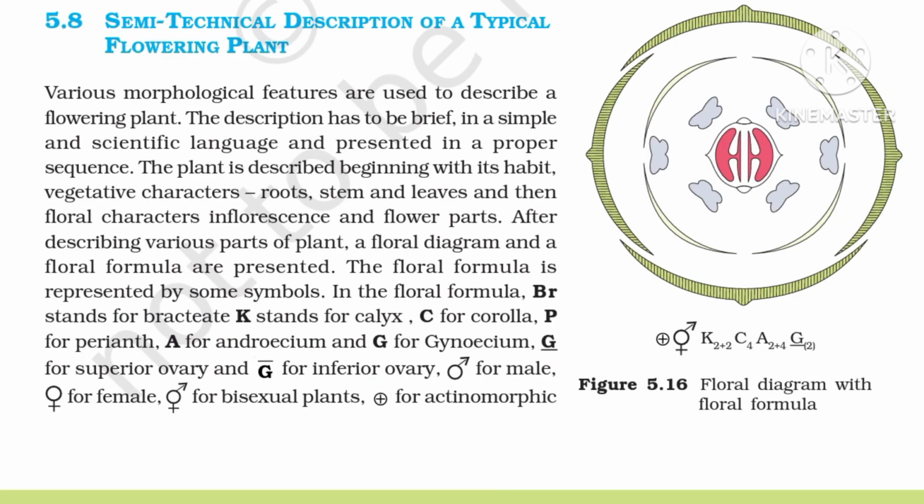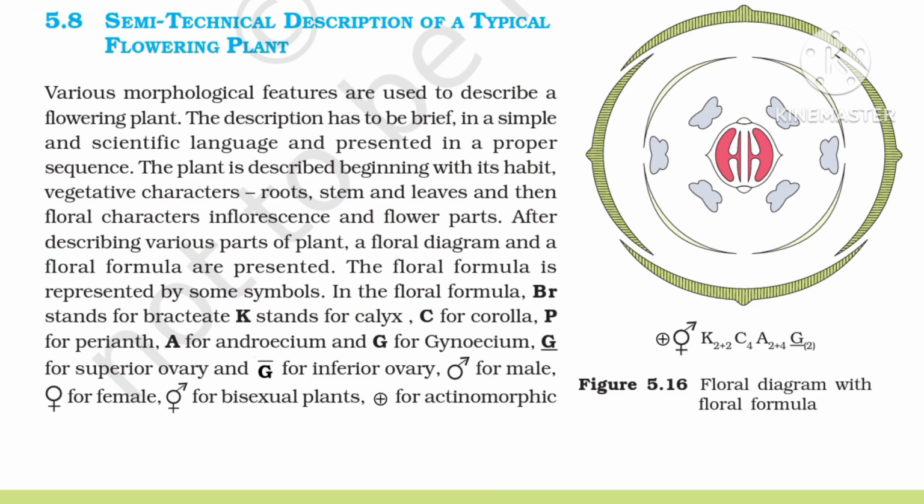Semi-technical description of a typical flowering plant. Various morphological features are used to describe a flowering plant. The description has to be brief, in simple and scientific language, and presented in a proper sequence. The plant is described beginning with its habit, vegetative characters, root, stem and leaves, and then floral characters, inflorescence and flower parts. After describing various parts of a plant, a floral diagram and a floral formula are presented.